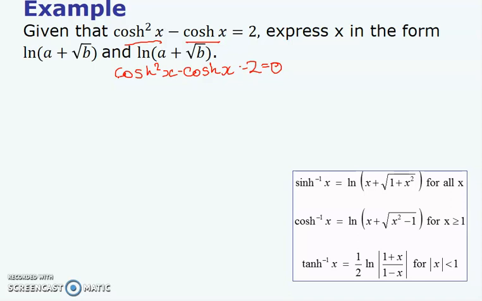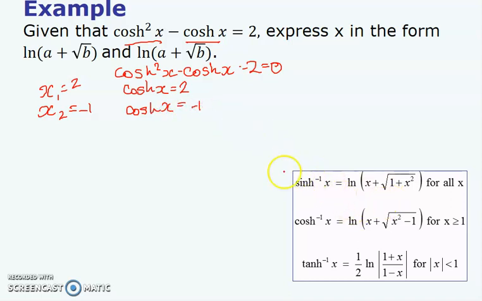I'm going to chuck that into my calculator, mode A. It is a polynomial of degree 2. And I've got 1x squared, I've got negative 1x, and I've got negative 2. And it tells me in my answers, x1 equals 2, and x2 equals minus 1. And that tells me that cos x equals 2, or cos x equals minus 1.